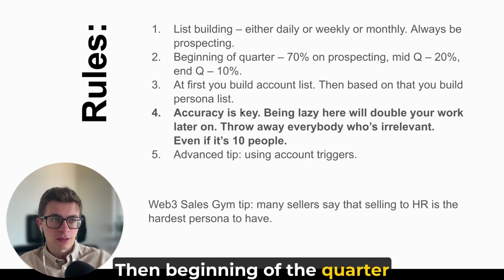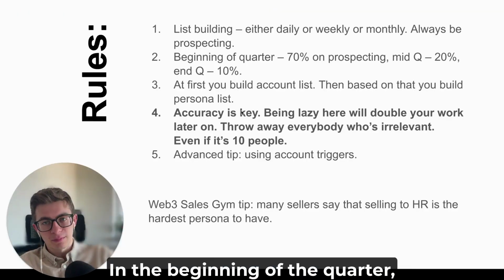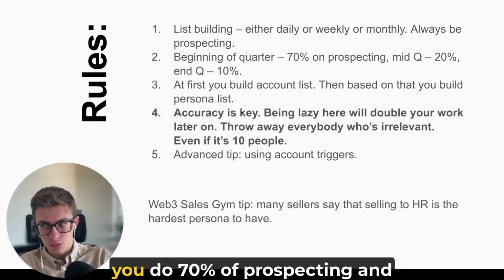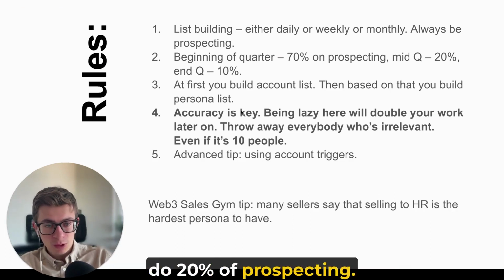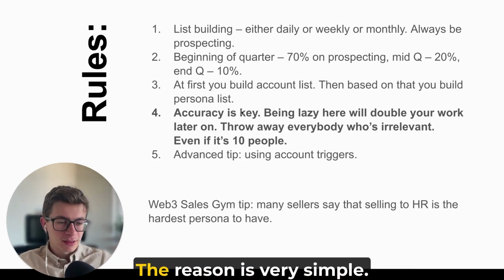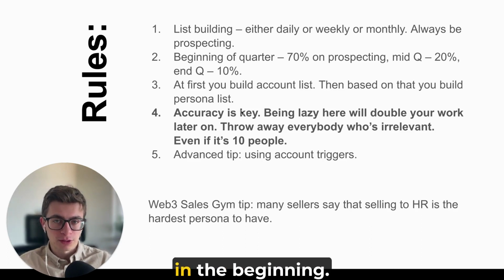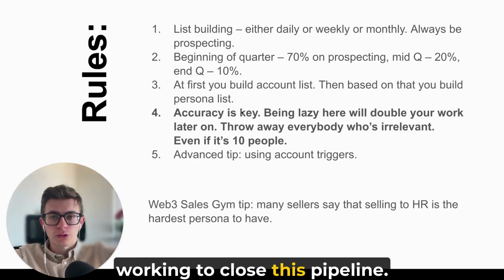Beginning of the quarter, in most cases and in the ideal world, you want to do more prospecting. You do 70% of prospecting at the beginning of the quarter, then in the middle of the quarter you do 20% of prospecting, and at the end of the quarter you do 10% of the prospecting. You ask me why? The reason is very simple, because you want to close. In the beginning, you want to generate a huge pipeline, and then you are working to close this pipeline.